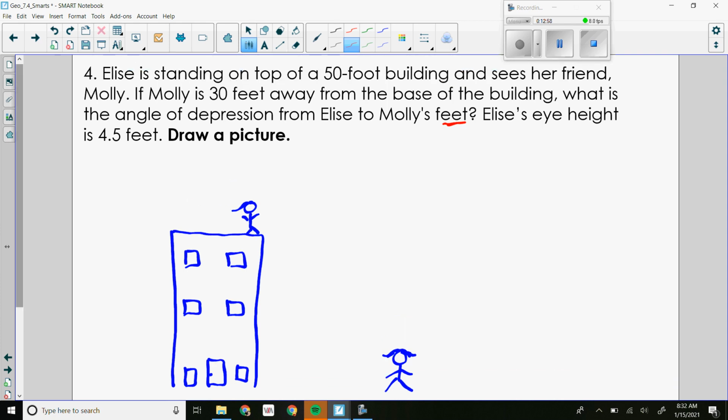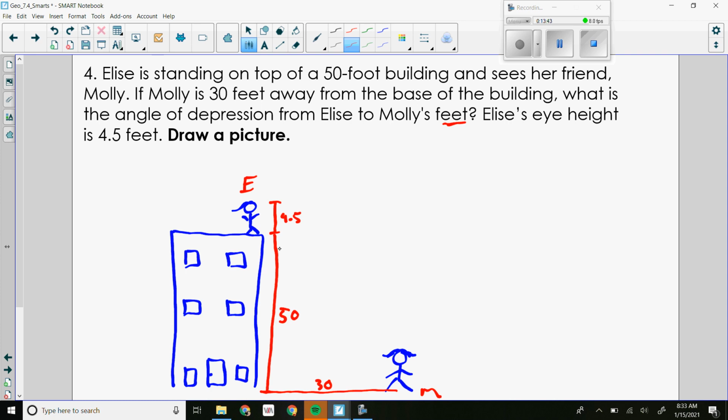So a couple things that's happening here. Again, Elise is the one looking. And I think this is Elise. I'll put an E there, and this is Molly down below. And so it says the building is 50 feet tall, and her eye height is 4.5. Okay, so from here to here is 4.5. That's from her feet to her eyes, and she's looking. Remember, wherever we look, that's what's making the angle. And then from the bottom of her feet, which is the top of the building, from there to the ground is 50 more feet. Okay, and then Molly is 30 feet away.